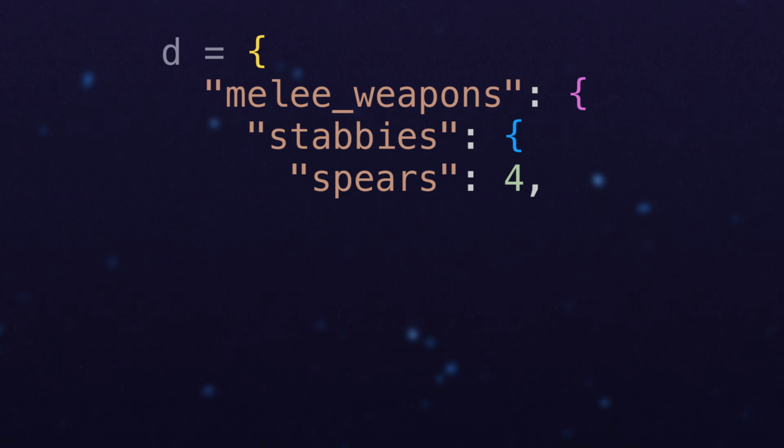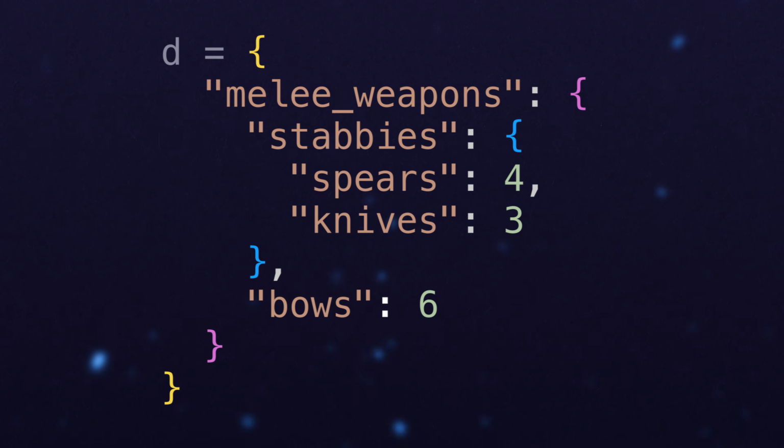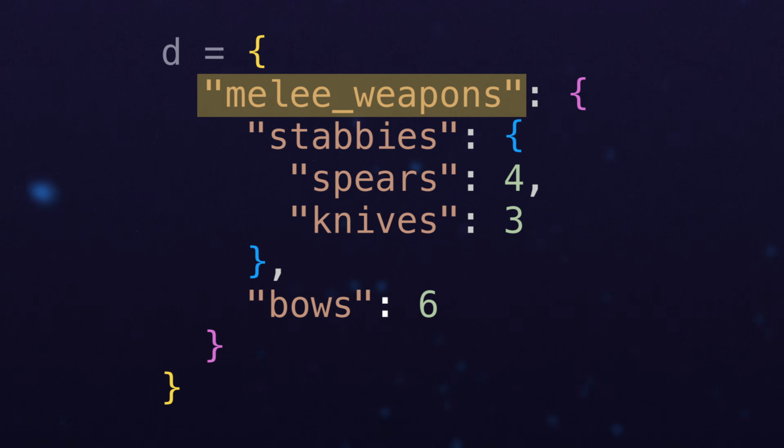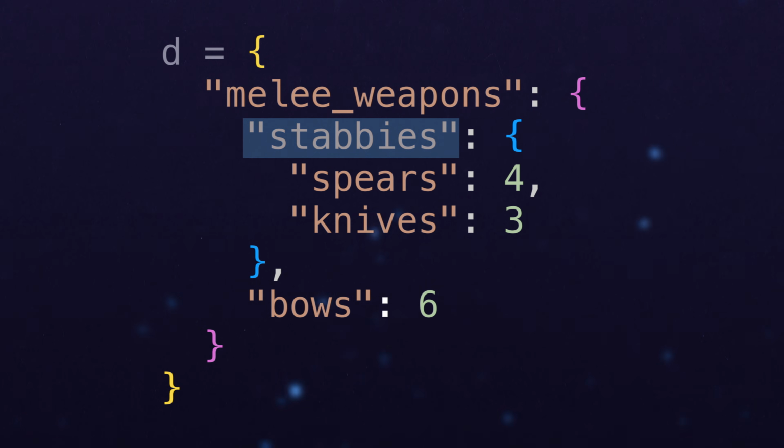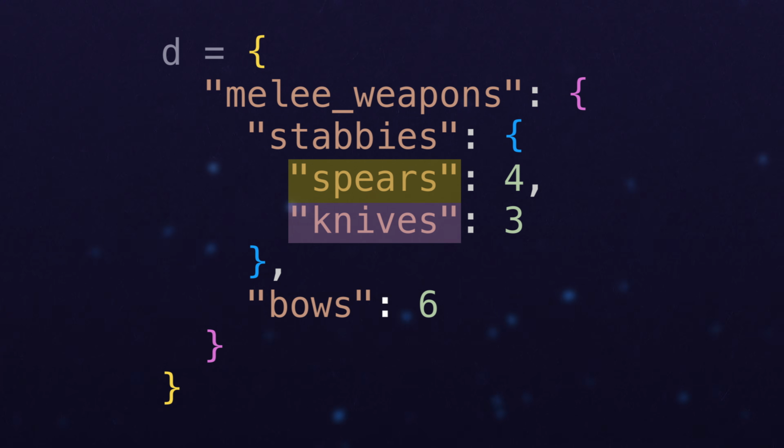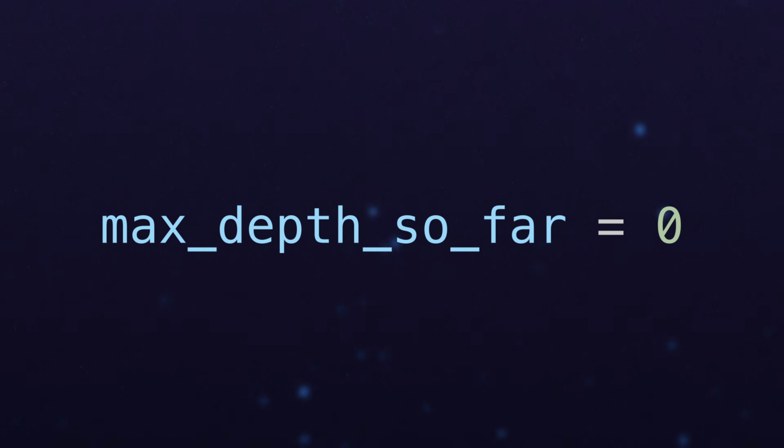So with the first call to dict_depth, we're going to pass in a dictionary, d. It has 3 layers. The first level has melee weapons as a key, which corresponds to a single dictionary. It's the only key at the top level. The second level has 2 keys, stabbies, which corresponds to a third dictionary, and bows, which just corresponds to the number 6. Going down into that deepest level, we've got a dictionary with 2 keys again, spears and knives. Spears mapping to 4 and knives mapping to 3. We also pass in a max depth so far of 0, just because this is the first call.